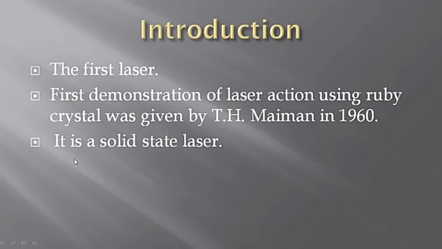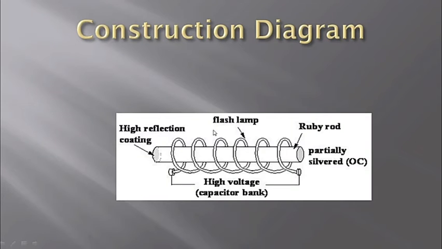It is the first laser, and the first demonstration of laser action using the ruby laser was given by Maiman in 1960. It is a solid state laser. This is the construction diagram of the ruby laser. I will discuss each and every part in my coming slides.